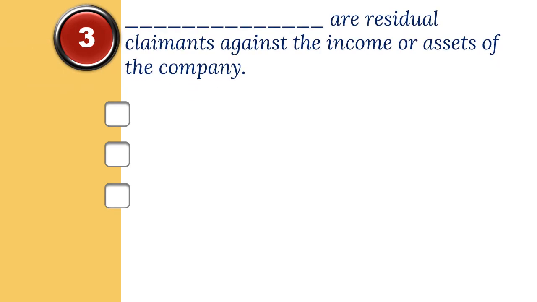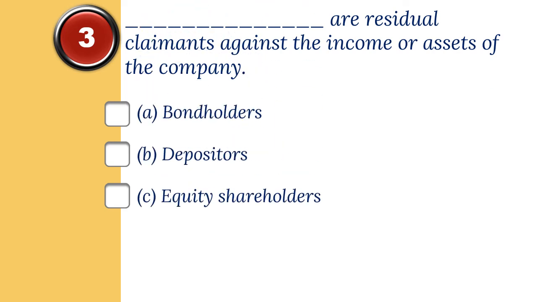3. Dash are residual claimants against the income or assets of the company. The options are A. Bondholders, B. Depositors, C. Equity shareholders. And the correct option is C. Equity shareholders.